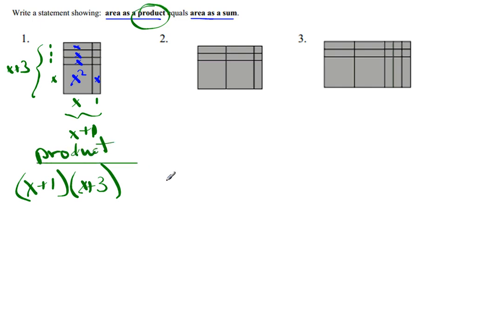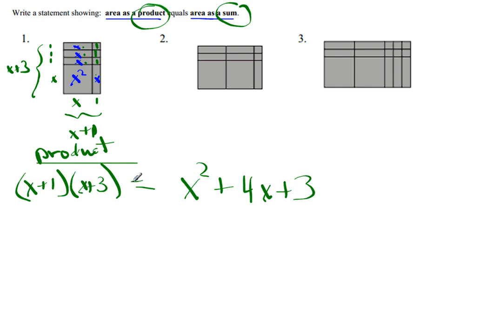And then I'm going to say equals the sum. You ever hear the phrase the sum of its parts? Like the whole thing is the same as the sum of its parts. So just add up all the parts on the inside. Don't forget these little unit tiles in here. So we have an x square tile. We have 4 x tiles. So 4 x's plus 3 unit tiles.